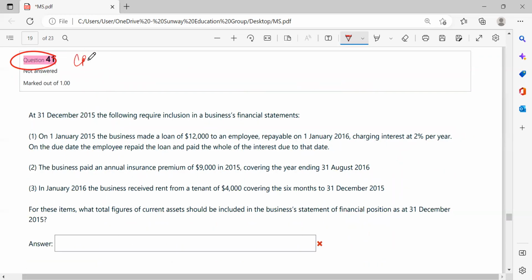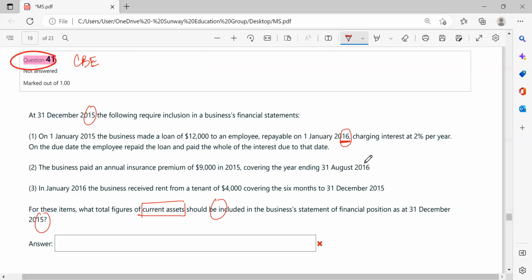Now, this is also an actual CBE question. At the end of 2015, the following are included in the financial statement. For these items, what total current asset should be included in the statement of financial position at year-end 2015? Number one, on 1st January 2015, this year, the business lent $12,000 to a worker. And this is repayable next year, year 2016.